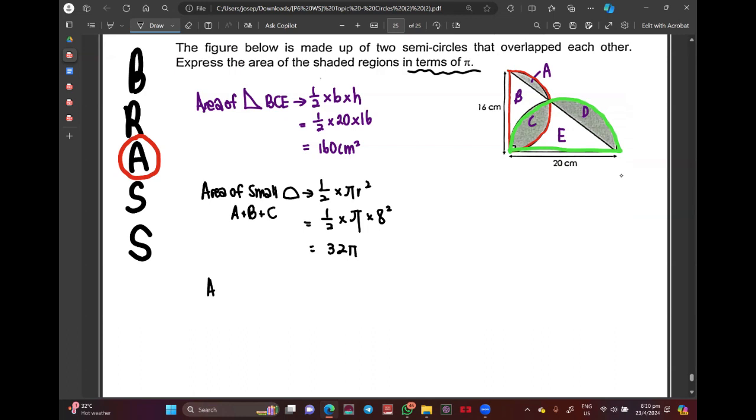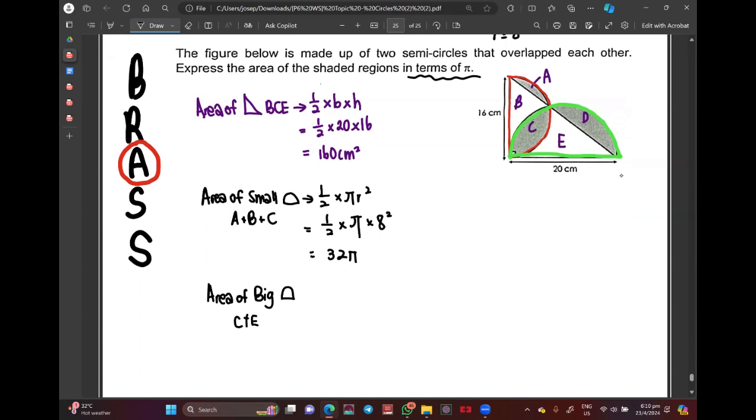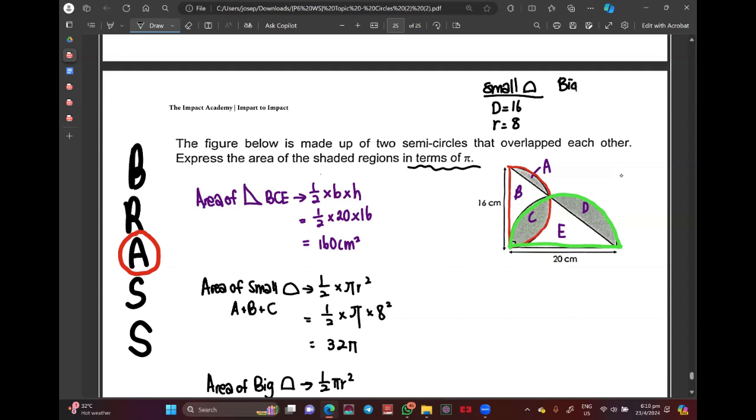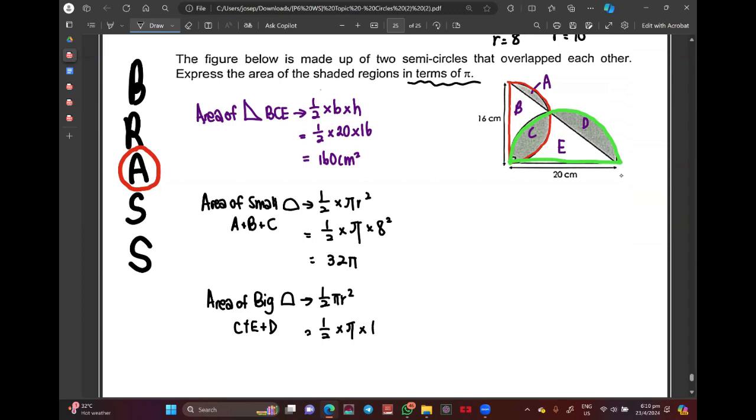Then I'm going to find the next one, which is the area of the big semicircle. Can you see the big semicircle is C plus E plus D? Same thing. Half pi r squared. Agree? Half times pi times what's the radius of this semicircle? Very good. Always remember when you have the same shape, they are different sizes, but they look the same. I mean, they have the same shape. Then you quickly write down all of this. Over here, this is 10 to the power of 2. This becomes 50 pi. Does that make sense to you?